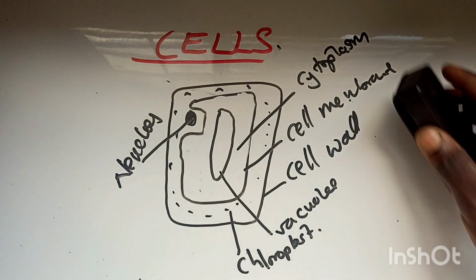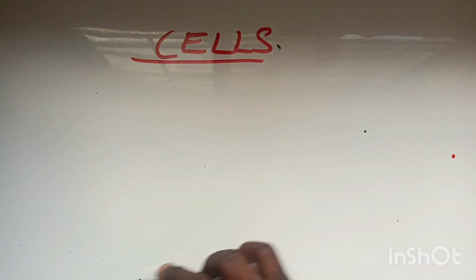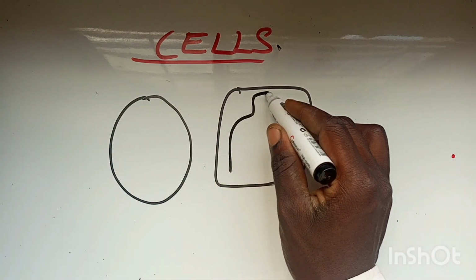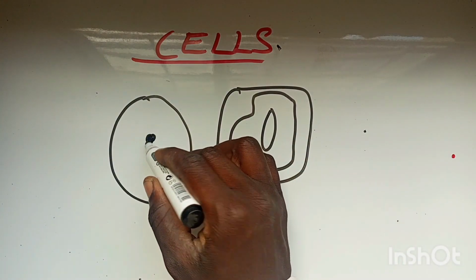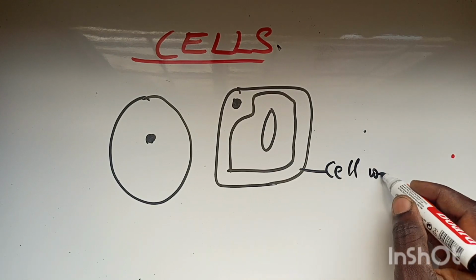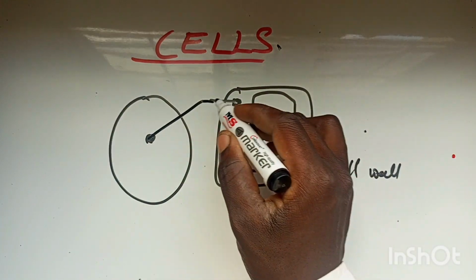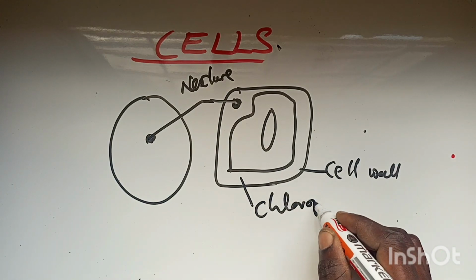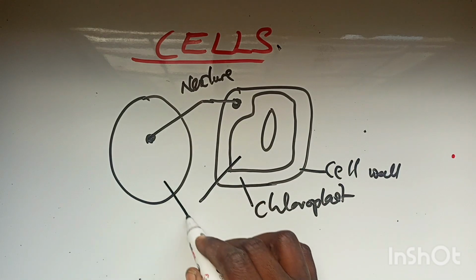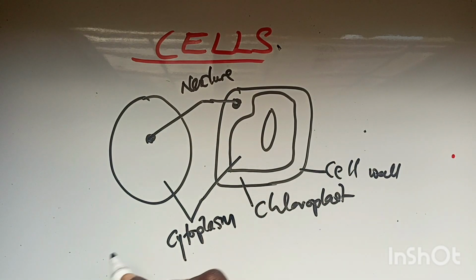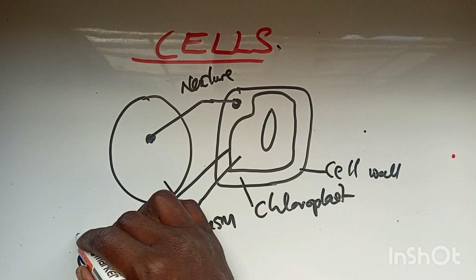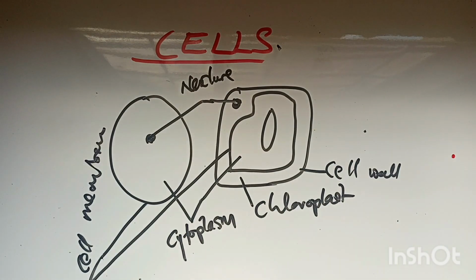So those are the importances of the cells. Now, what are the differences between these cells? Let me just draw small diagrams. So here and here. Okay, here this is the cell wall. From there we have the nucleus. From there we have the chloroplast. We have the cytoplasm. And what else do we have? The cell membrane.